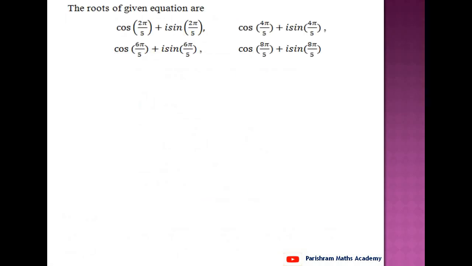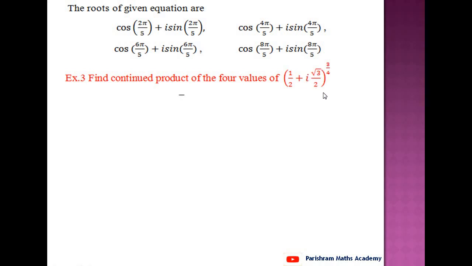And therefore, the roots of the given equation are cos 2 pi by 5 plus i times sin 2 pi by 5, cos 4 pi by 5 plus i times sin 4 pi by 5, cos 6 pi by 5 plus i times sin 6 pi by 5, cos 8 pi by 5 plus i times sin of 8 pi by 5. These are the roots of the given equation. Then we can find the continued product of the 4 values of (1 upon 2 plus i into root 3 upon 2) raised to 3 by 4.